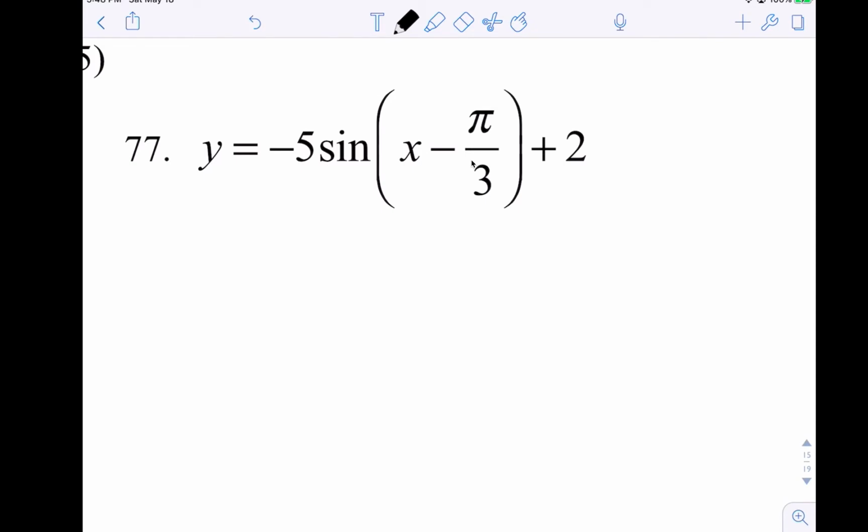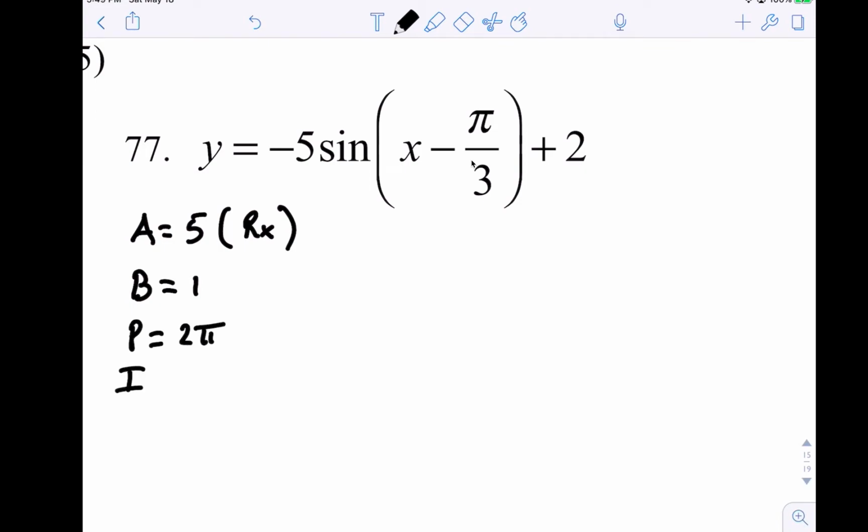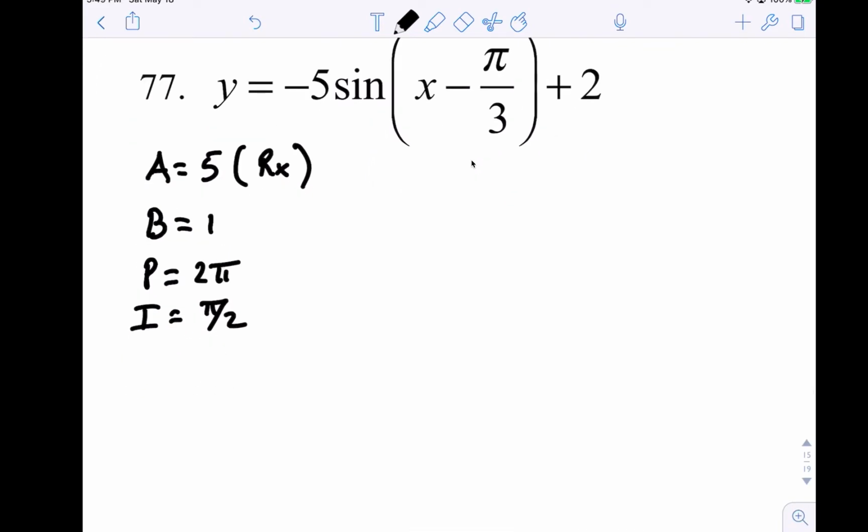All right, the next one, your amplitude is 5 with a reflection. The b value here is 1, so your period is 2 pi, which then makes your interval pi over 2, and you're moving pi over 3 to the right, and you're moving your axis up 2.